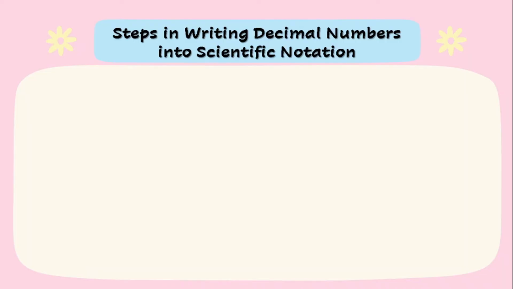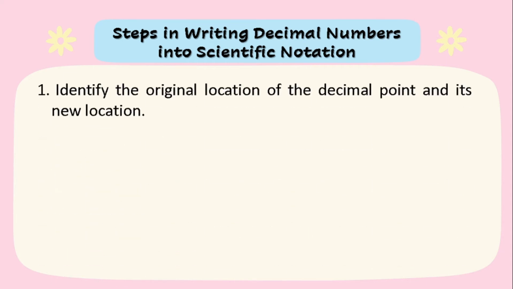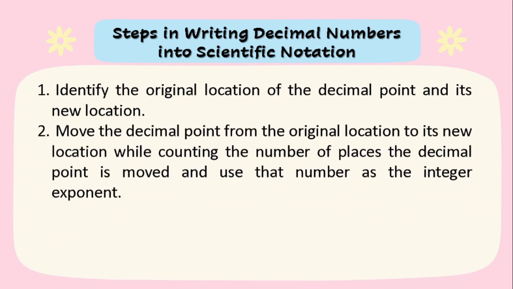Let's talk about the steps in writing decimal numbers into scientific notation. Step 1. Identify the original location of the decimal point and its new location. Step 2. Move the decimal point from the original location to its new location while counting the number of places the decimal point is moved, and use that number as the integer exponent. Note that the new location of the decimal point must be directly to the right of the first non-zero digit.